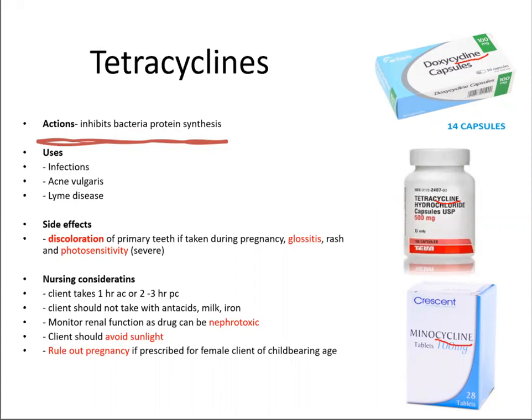In terms of side effects, you could see discoloration of the primary teeth if this drug is taken during pregnancy. We could also see glossitis, which is that inflammation of the tongue. So you want to be conscious of this with your tetracycline. With glossitis, if the tongue becomes inflamed, it can cause the tongue to swell in size, change in color, and develop a different appearance on the surface. So you want to be concerned about your patient's airway having a side effect to tetracycline.